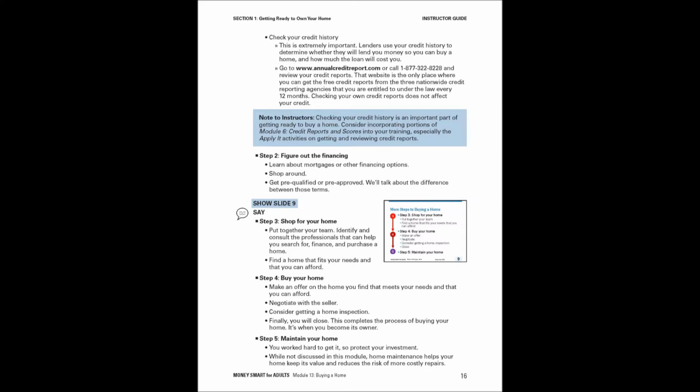Now I want to say this, as a note, please keep this in mind. Checking their credit history is an important part of getting ready to buy. So consider incorporating portions of Module 6, Credit Reports and Scores, into your training, especially the applied activities on getting and reviewing credit reports. Very, very critical as part of the process. And as we go through our discussion today regarding Module 13, when we talk about debt to income ratios, you'll see how the credit conversation will come in because credit will reveal the debt that they have that will be counted into debt to income ratio calculations.